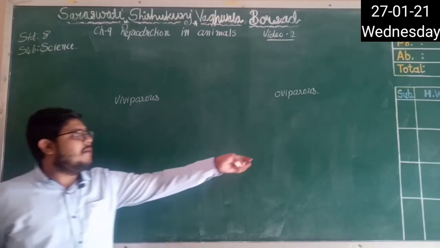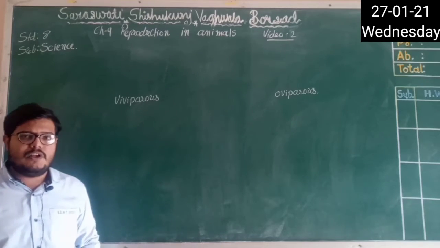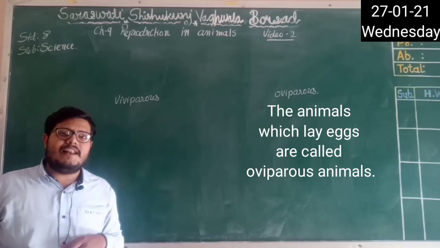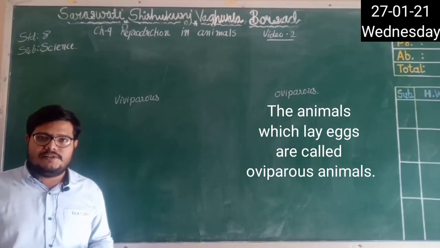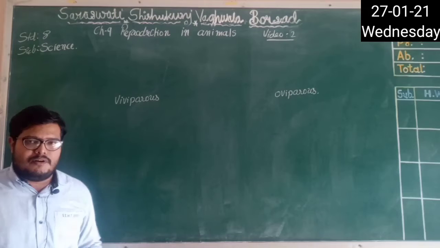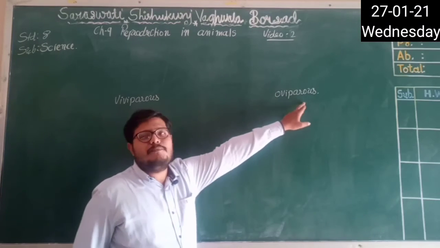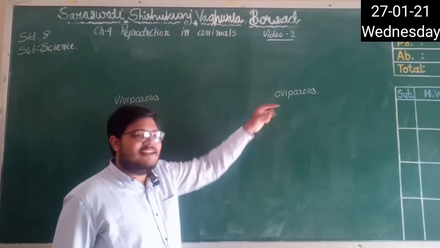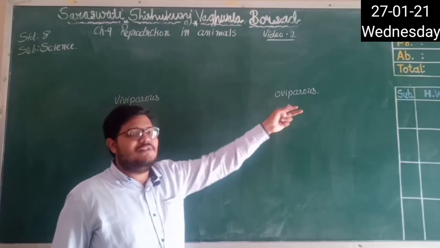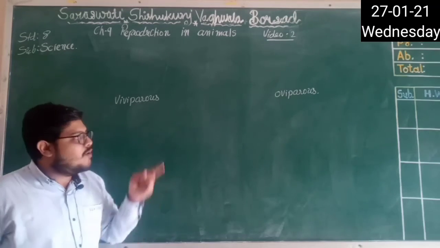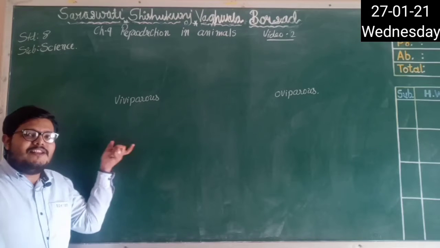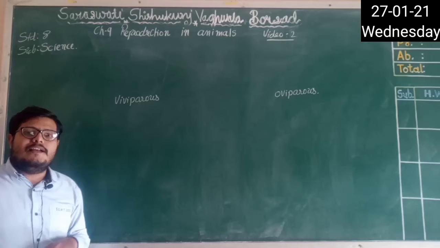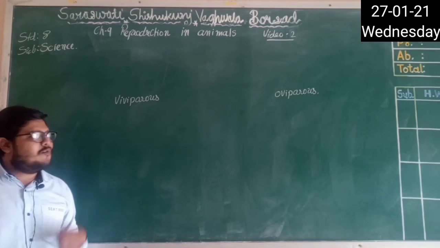And when we are talking about oviparous animals, these animals lay eggs. I mean, animals that lay eggs are known as oviparous animals, right? Now, how will you remember? Look here, oviparous starts with O. O means egg. So easily we can remember, oviparous means animals that lay eggs. Start with O. And when there is no O in the beginning, those animals give birth to the young ones, right?